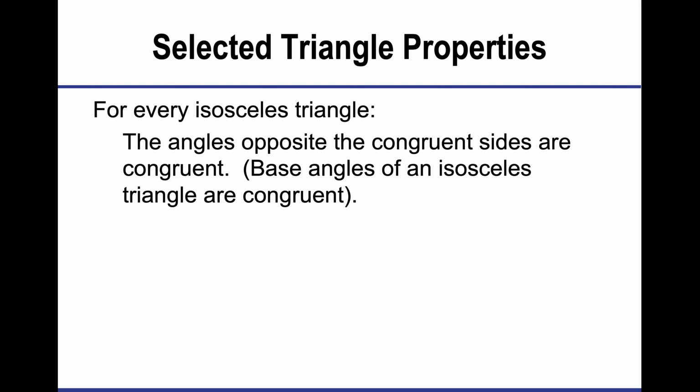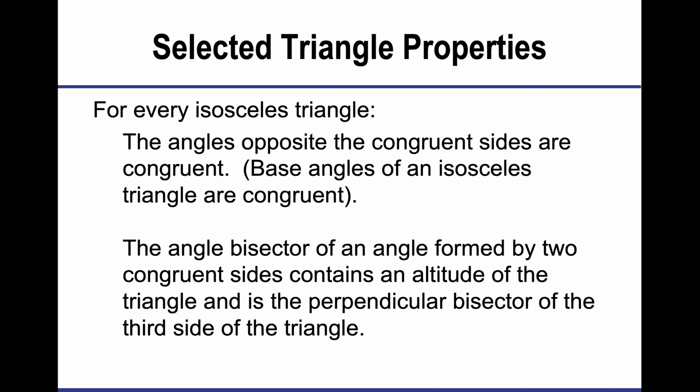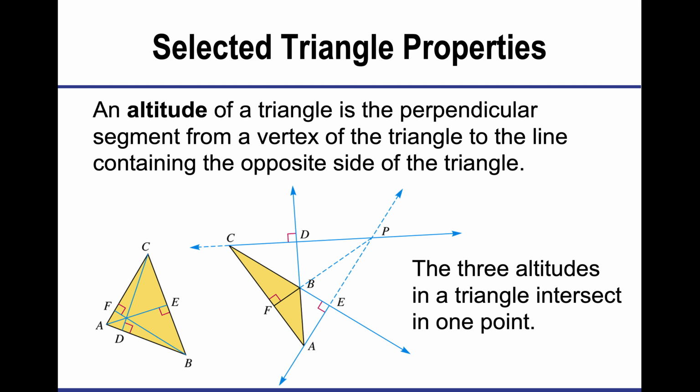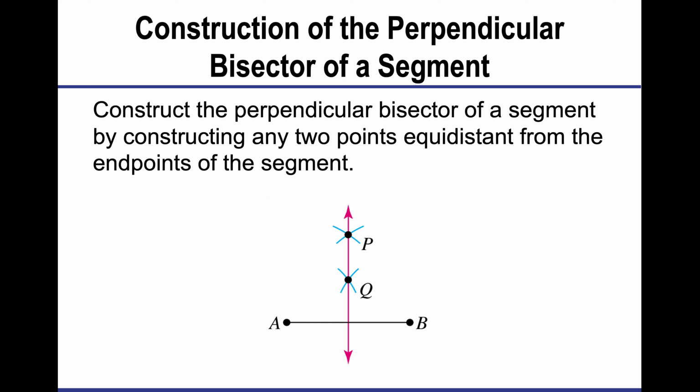If I'm looking at selected triangle properties, for every isosceles triangle, the angles opposite the congruent sides are congruent. Those are considered to be the two base angles, and they are going to have the same measure. If I have the altitude of a triangle, which a lot of times we call the height of a triangle, and it's a perpendicular segment from a vertex to the line containing the opposite side of the triangle, then the three altitudes in the triangle are going to intersect at one point.